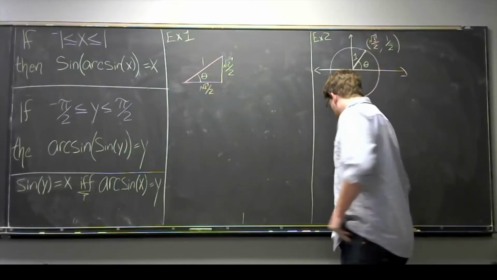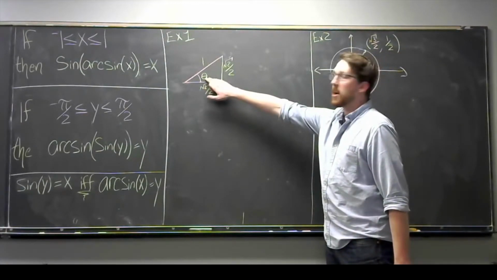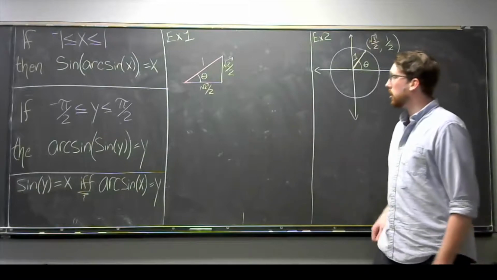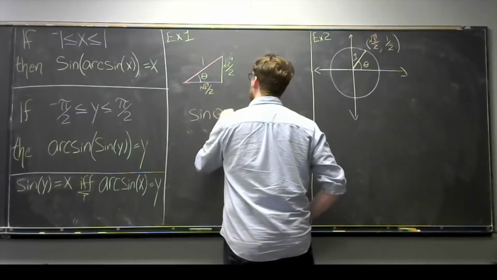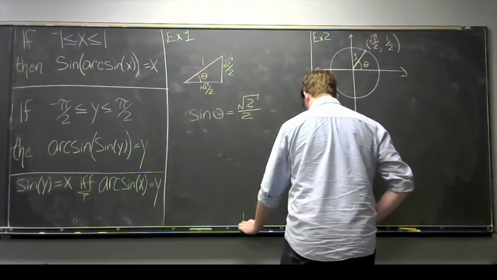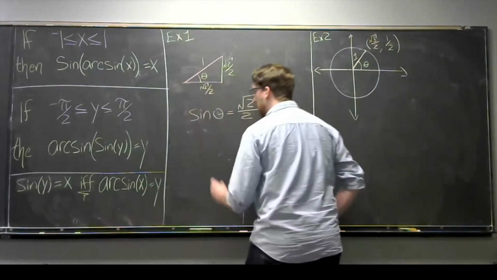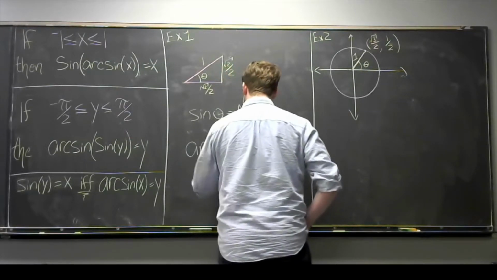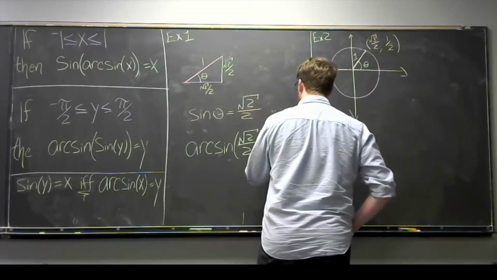To start off with, I want you all to notice, this first example, we're trying to find out what theta is, right? Well, we know in this setup that sine of theta is equal to the square root of 2 over 2. And what we're asking is that we solve the arc sine of the square root of 2 over 2 equal to theta.